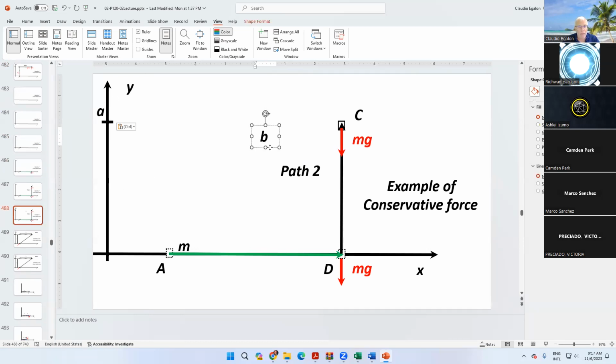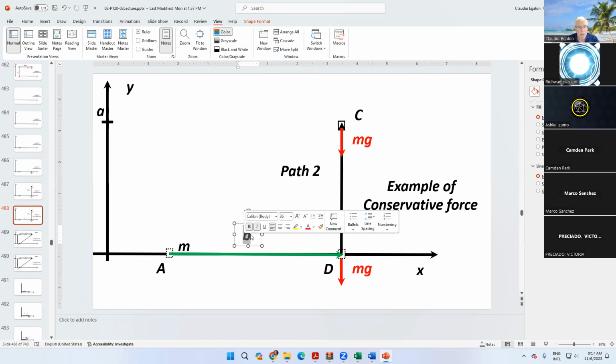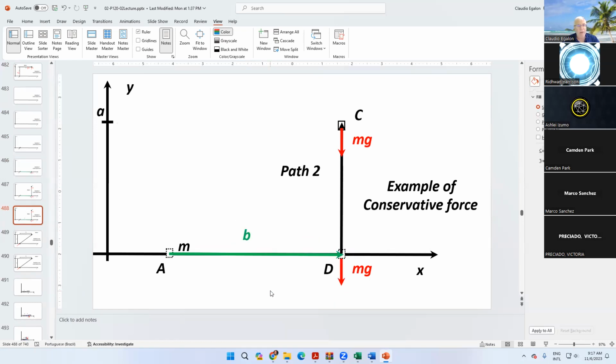Okay, and B is this distance here. I'll put that in green. All you have to do now is to calculate the work done by this force, by the weight, through the two different paths. So the idea here is the following.